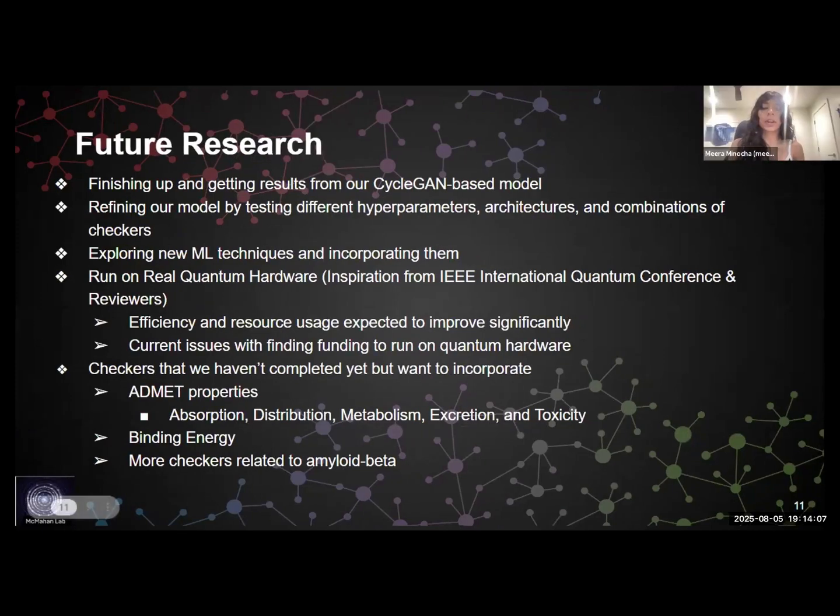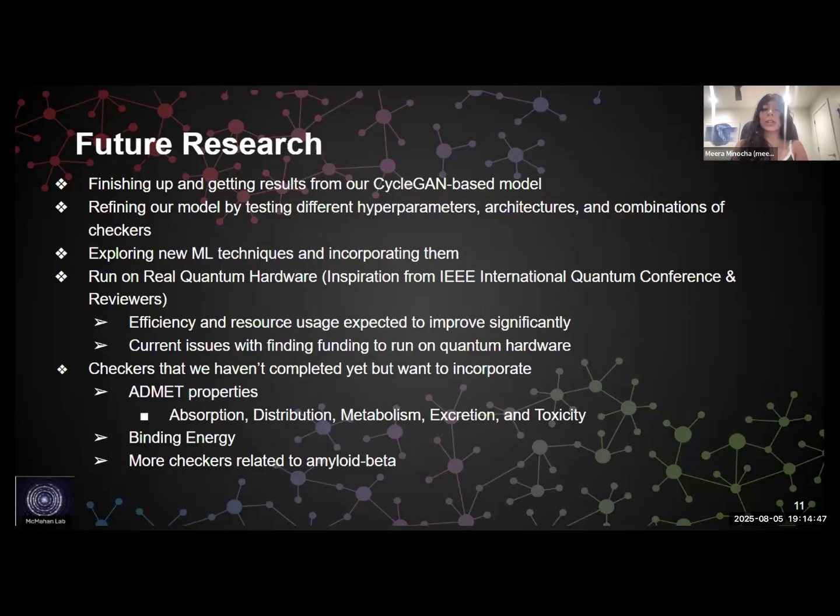In terms of our future work, currently we're finishing up and trying to get results from our cycle-GAN-based model and refining it by testing different hyperparameters, architectures, or different combinations of the checkers that Nithya previously mentioned. We're also exploring new machine learning techniques and trying to incorporate them, as well as running this on actual quantum hardware, since we submitted a paper previously in April of 2024, and one of the biggest recommendations that we got was to actually run it on the quantum hardware. But we currently have issues with finding the funding to run it on this. Once we're able to, we're hoping that the efficiency and resource usage are going to improve significantly.